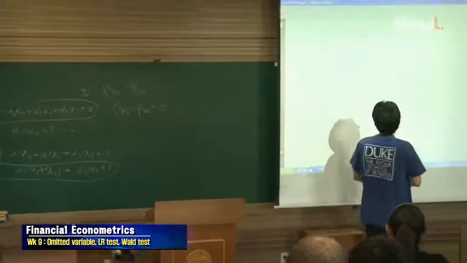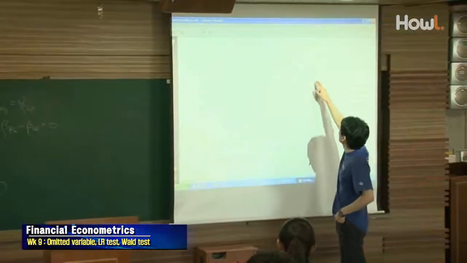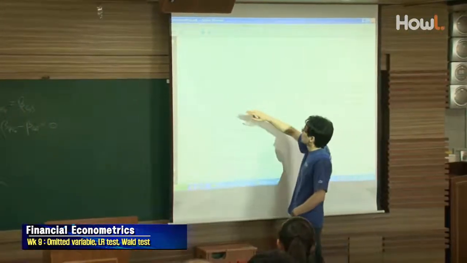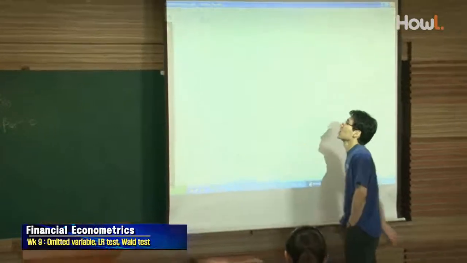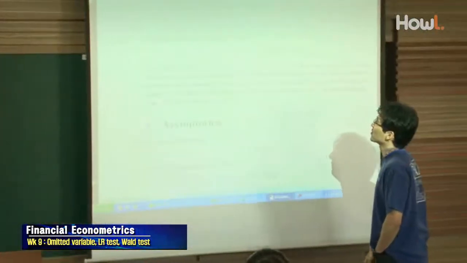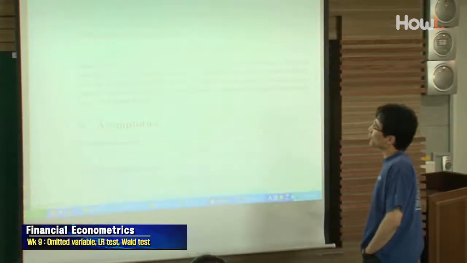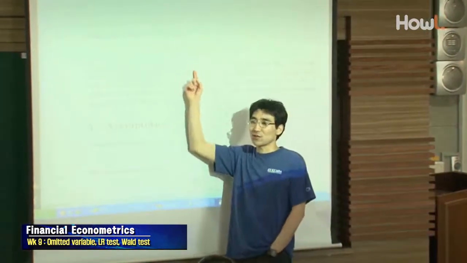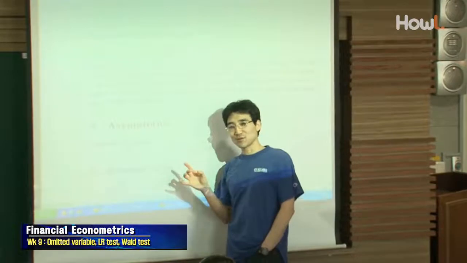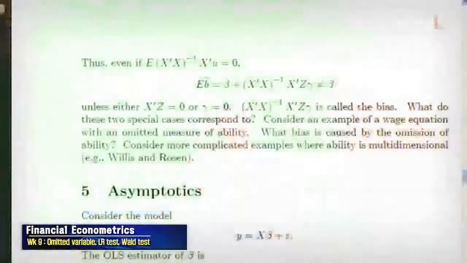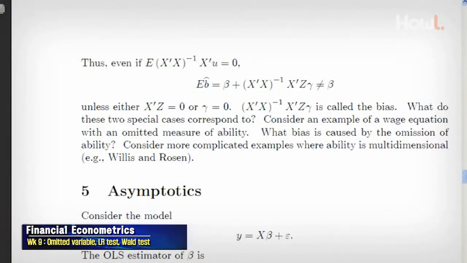In our previous case, so anyway, this will be different from beta unless either x prime z is 0 or gamma is 0. Okay, actually this is an interesting case, right? If gamma is 0, it means by definition z is not an important variable, so it doesn't matter whether we drop it or not. So if gamma is 0, it is fine.